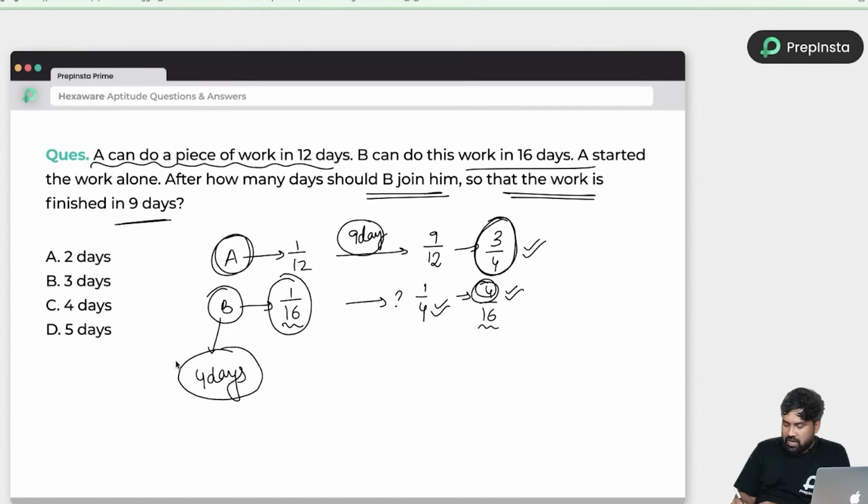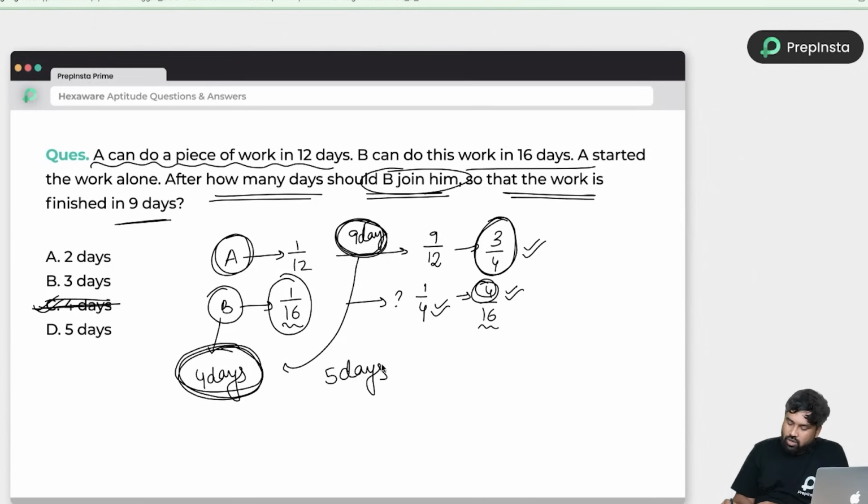And so many people immediately pick answer option C, but it is wrong. Why? He is asking after how many days B joined him. So the question is also very important. After how many days did he join him? B worked for 4 days and the total number of days is 9. So the difference is 5 days. So for 5 days B did not work.